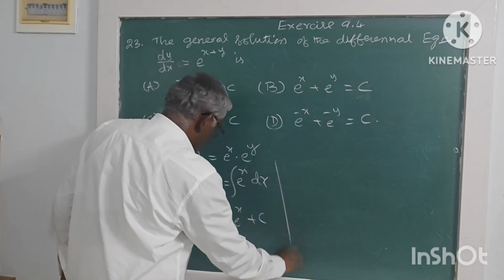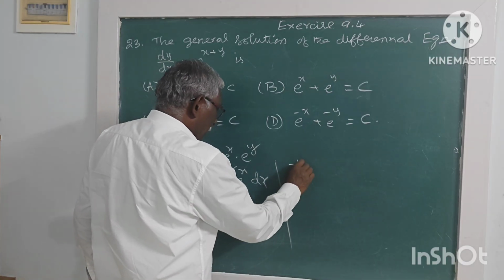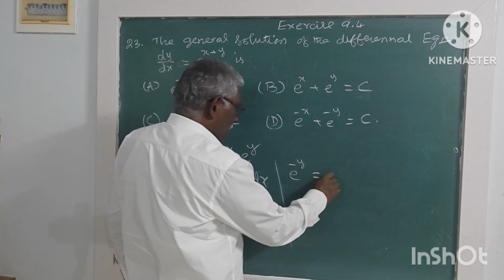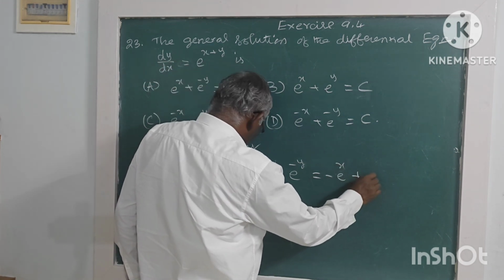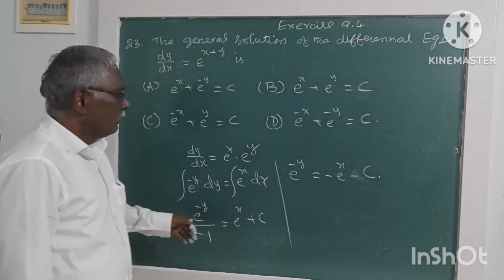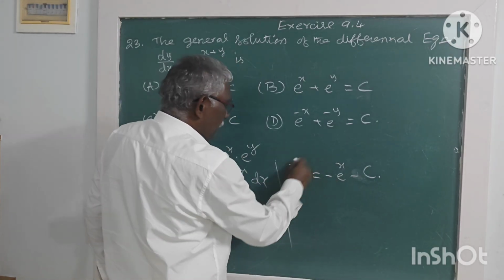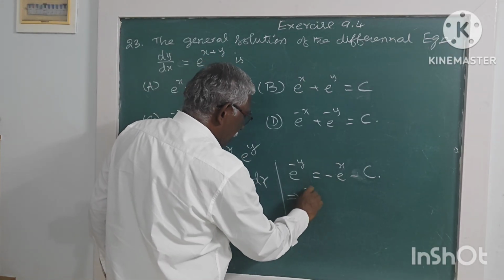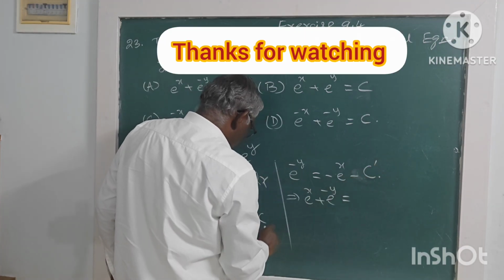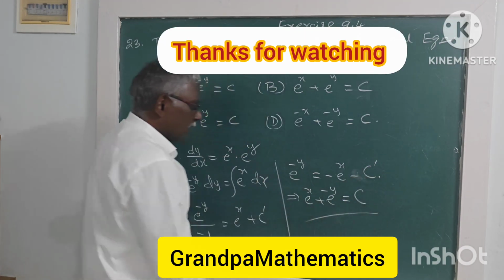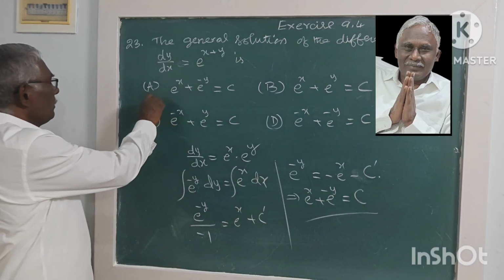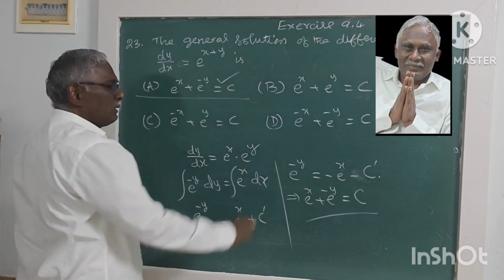So e power minus y is equal to minus e power x minus c. So when you bring this to the left hand side, e power x plus e power minus y is equal to some constant. So e power x plus e power minus y is constant. So this is the answer.